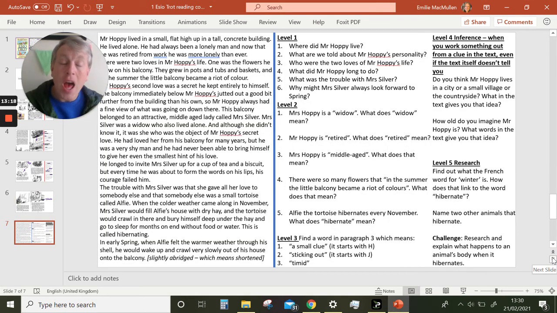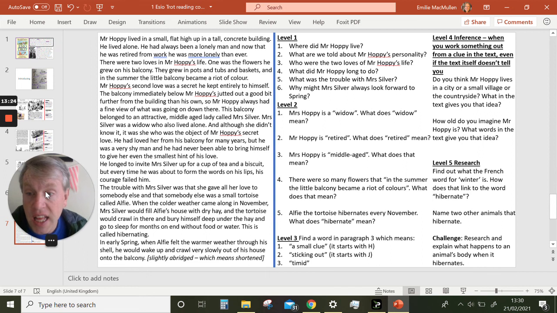So, what we've done here is we have put a slightly abridged version of the opening. Abridged is this word here. It means slightly shortened. I haven't put all of the text in, but I've put some of the text in. And then we have questions. Level 1, Level 2, Level 3.